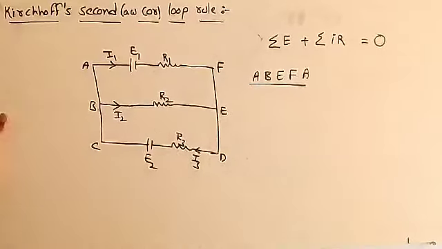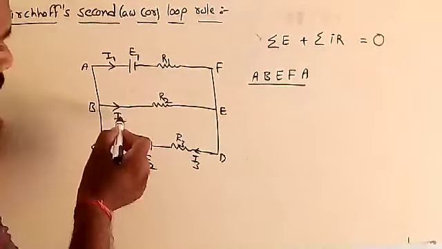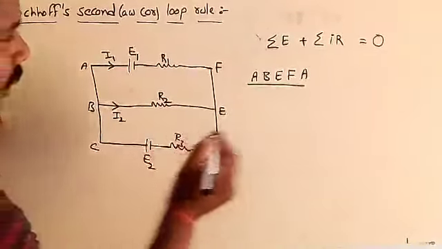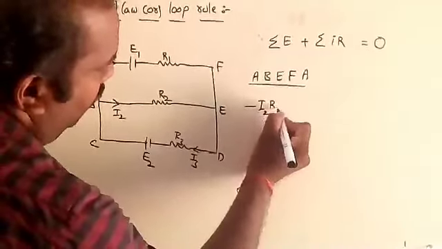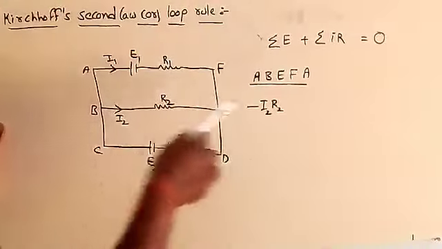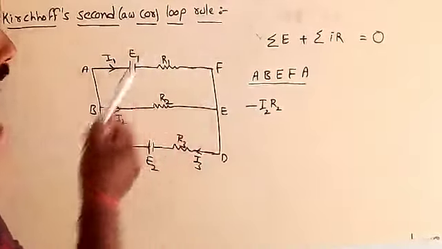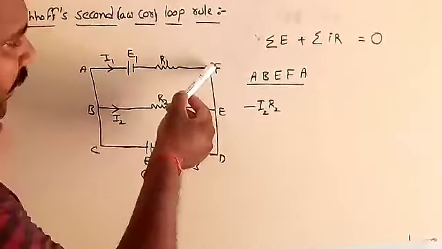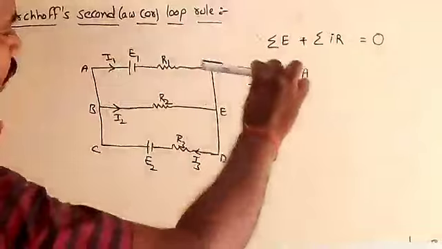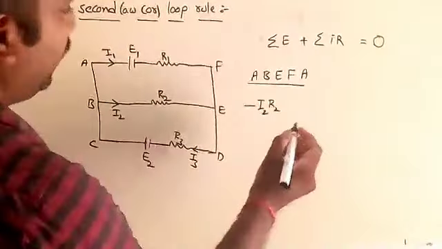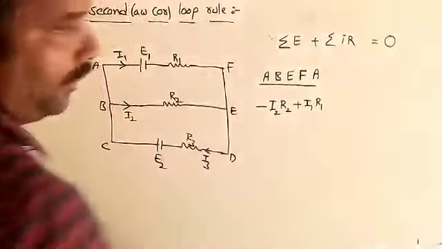Now, based on that, I can write the equation. First A to B, nothing is there, but here current is I2, resistance is R2. Now I can write minus I2 R2. Here why am I taking negative? Because I am traveling in the direction of current, so that is the reason I can take negative. Afterwards E to F, nothing is there, then F to A. Here, see, resistance R1 is there, but you are traveling opposite to the direction of current, so that is the reason here you can take the positive, that is I1 R1.